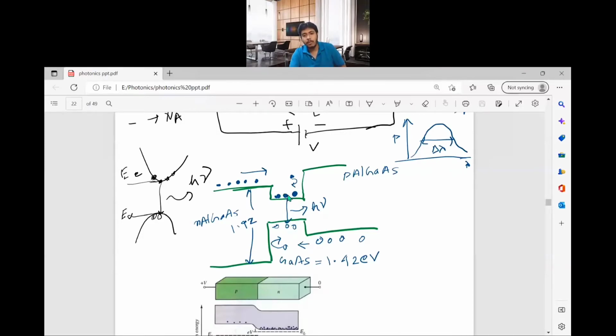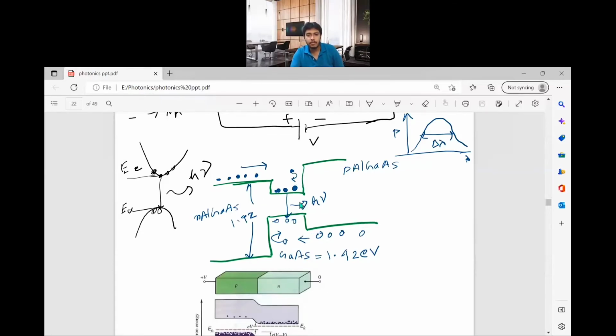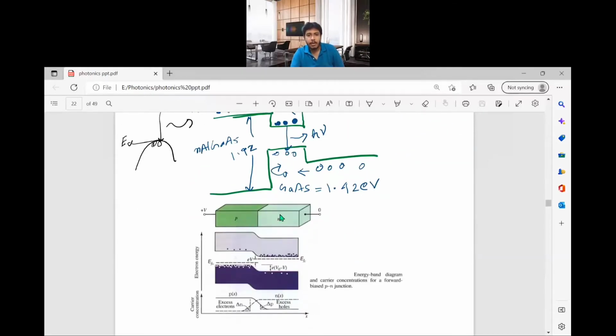So you can see you can confine the electrons and holes only in this region. So the recombination can happen only in this region. So you will get a more confined beam, and you will get more intense LED power. So in general, heterostructures are used. So these are the band diagrams.